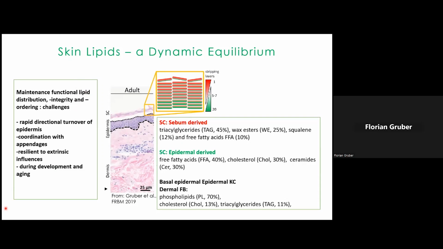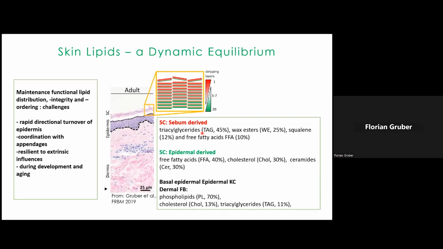granular layer, the intracellular organelles, the lamellar bodies are formed, in which the glucosylceramides, phospholipids, and sphingomyelin are stored temporarily. And these need to be metabolized to produce the final lipids of the stratum corneum. And for that, these precursors have to be exocytosed together with the enzymes that are needed to metabolize them.